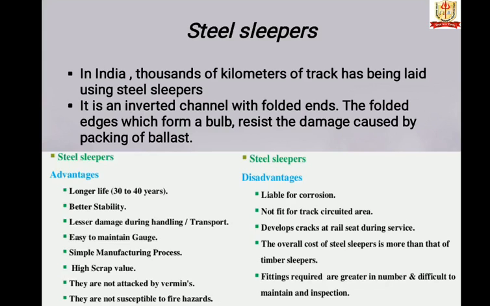So these sleepers consist of 6 mm thick steel plate pressed in the form of an inverted channel or trough with folded ends. The folded ends, which form a bulb, check the running out of the ballast at the time of pressing the steel sleeper. The rail seats on either side are given an inward slope of 1 in 20 to achieve the requirement of tilt of rails. The standard length of this sleeper is 2.68 meter.